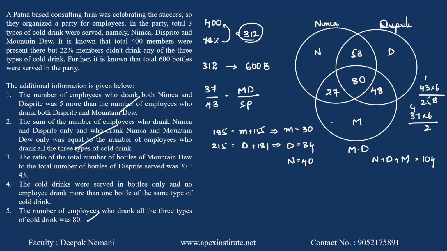So when k is equal to 5, the value of m is 30, d will be 34, and n will be 40. Now we have definite values for all these regions, or all the variables that we have considered. So this completes the set. So I consider these three questions to be doable questions.